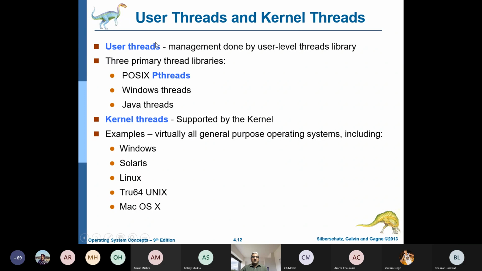User threads means whatever threads are created by the application program. The management, creation, communication and controlling of the threads, everything will be done by using user-level thread libraries. It means that the entire management of threads will be done by thread libraries, where those thread libraries are placed in the user space.